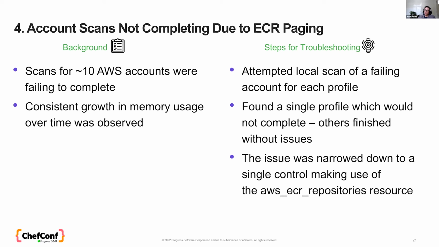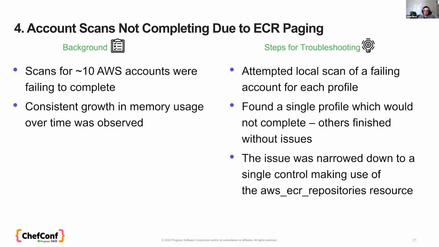So we have our controls broken up into multiple profiles. We then started to target specific profiles to understand which profile is taking a while. And then we ended up narrowing that down to a control that's using the AWS ECR repositories resource. So this one particular control was not completing, which was causing the entire scan to fail to complete.